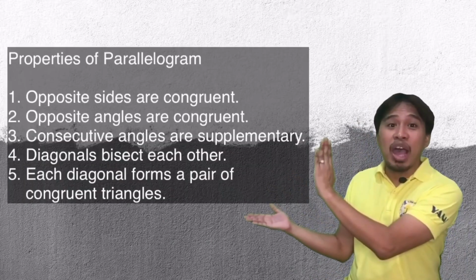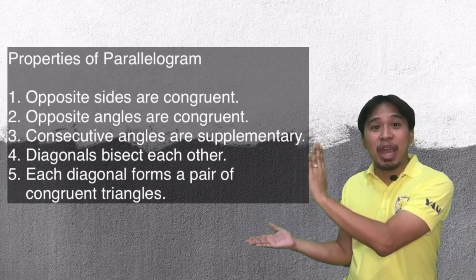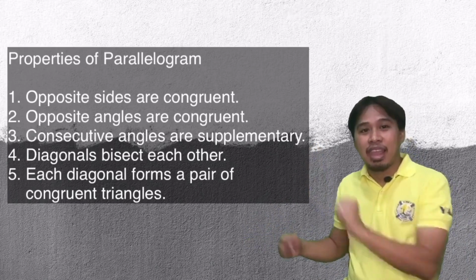Para i-summarize ang ating pinag-aralan ngayon, ito ang mga properties ng parallelogram. Mahalaga na matandaan natin ang bawat property dahil ito ay ginagamit natin sa paghanap ng nawawalang side, angle, o diagonal ng isang parallelogram.